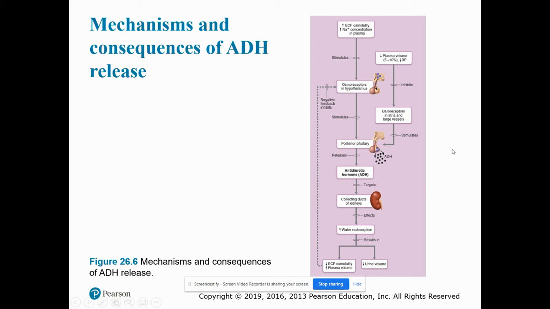So an increase in extracellular fluid osmolality, where we also have an increase in sodium concentration in the plasma, will stimulate the osmoreceptors in the hypothalamus, which will stimulate the posterior pituitary to release ADH. ADH targets the collecting ducts in the kidneys, which is going to lead to water reabsorption, which is going to result in a small urine volume, a decrease in extracellular fluid osmolality, and an increase in plasma volume.